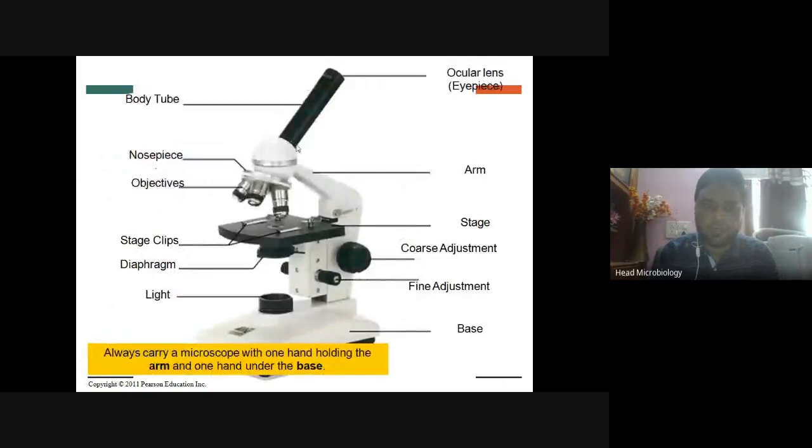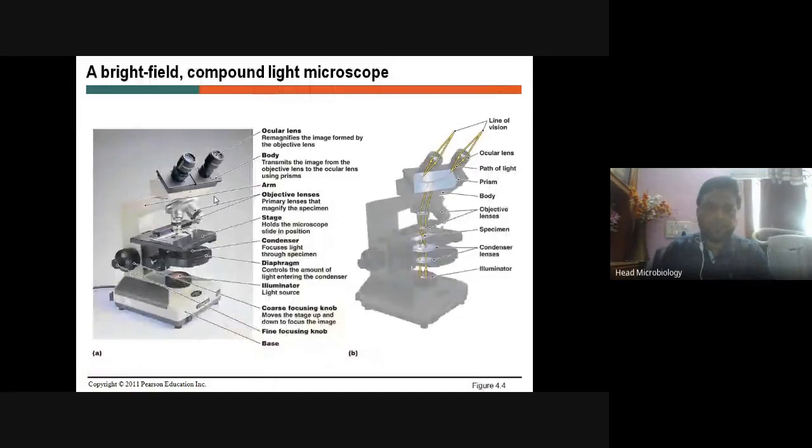The tube is like a hose, an empty kind of thing. On one side the ocular piece is kept, and on the other side a nose is attached. Over the nose, the objective pieces are attached. It is a rotating nose, so you can rotate it and choose whichever objective piece you like. They are of different types; I'll explain later. So that is about the body, and after the body there is an arm.